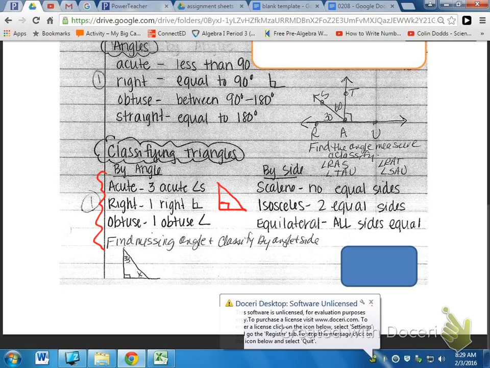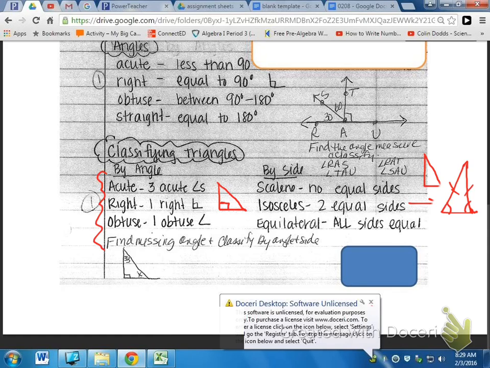And then by side, so let's look at this. Scalene, no equal sides, so it'd be something like this. None of those are equal. Isosceles generally looks something like this. Okay, it has two equal sides. One thing I want to tell you about an isosceles triangle: if it has two equal sides, these angles down here would also be the same. Just so that you know that. If it's an isosceles triangle, the angles opposite would also be the same.